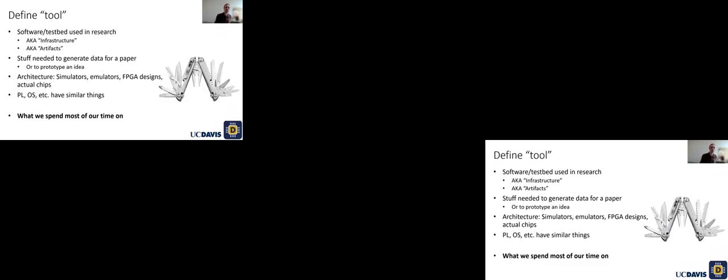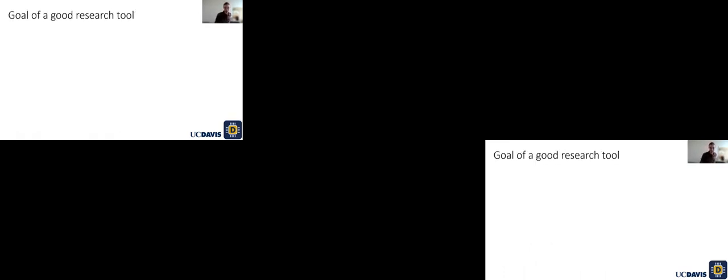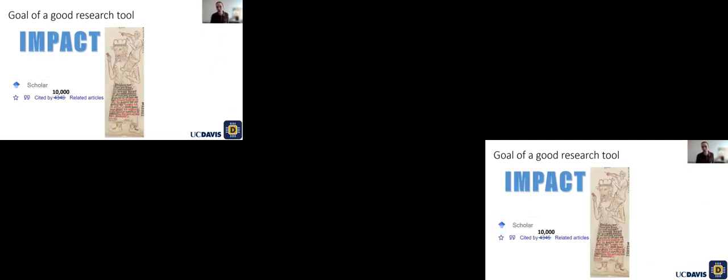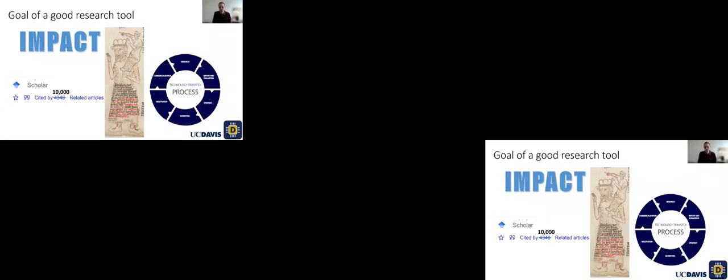So first, to define a tool, that's basically what we do in our research. It's where we spend all of our time, right? It's the infrastructure or artifacts that we develop. It's all the stuff that we need to make a paper. And it's what we, especially as architects and systems people, spend all our time on. So what's the goal of a good research tool? I would argue that the goal is impact. The goal is to maybe have a bunch of citations or have people build on top of what you've done. Or maybe even the goal of a good research tool is to transfer that into industry and have impact in industry. So these are our goals.